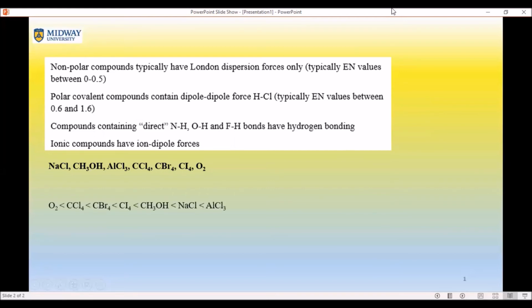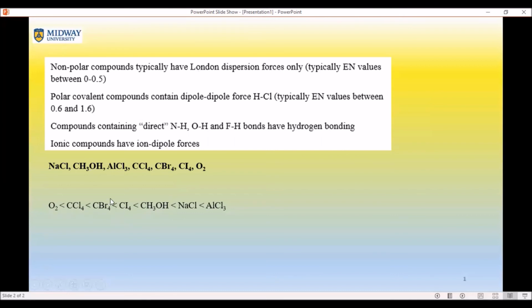So I've put the sequence here, and let me walk you through. Between NaCl and AlCl3, they're both ionic, but AlCl3 has a slightly higher molar mass, so it'll have the higher boiling point of the two. Now, there's only one compound containing hydrogen bonding, and that is methanol, which is CH3OH. You could see that the hydrogen is directly attached to the oxygen, right? It's not this hydrogen, but it's this hydrogen that's directly attached to oxygen, which means this can exhibit hydrogen bonding. So it's definitely higher than the remaining of the four compounds that are shown here.